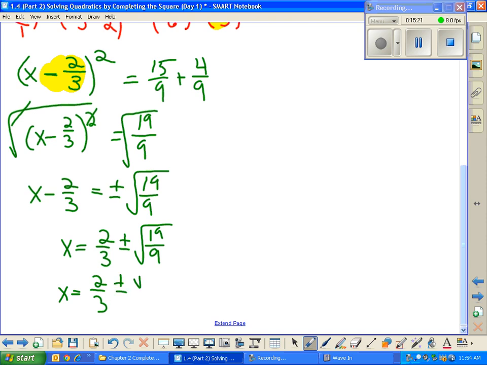Square root of 19, that's a crazy number. We'll leave that alone. But the square root of 9 right there, that's just 3. So I just simplified a little bit to pretty up my final answer. So you get 2 answers out of this. You have 2/3 plus the square root of 19 over 3 and 2/3 minus the square root of 19 over 3.